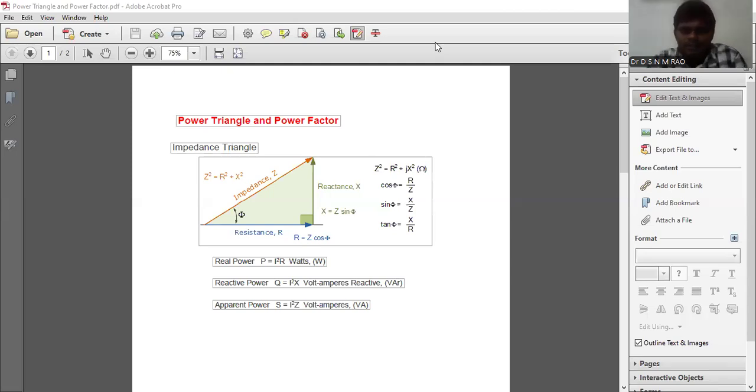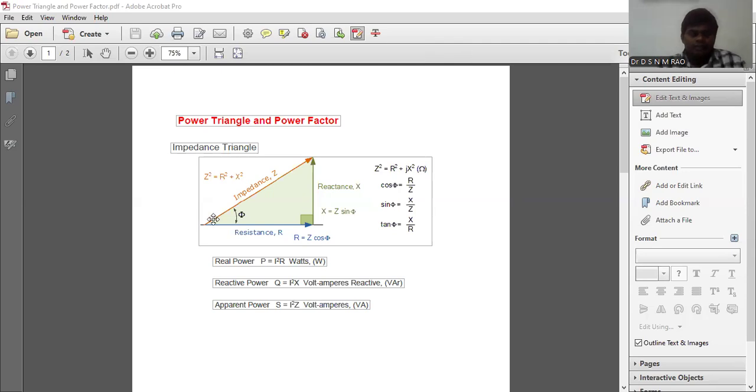Dear students, in this lecture, we are going to discuss what is active power, what is reactive power, what is apparent power, how the power triangle is obtained, and also how to calculate power factor.